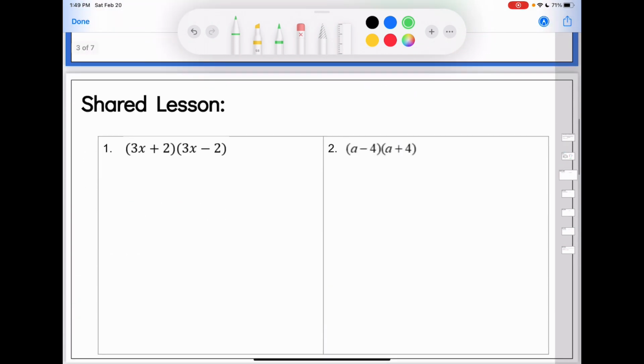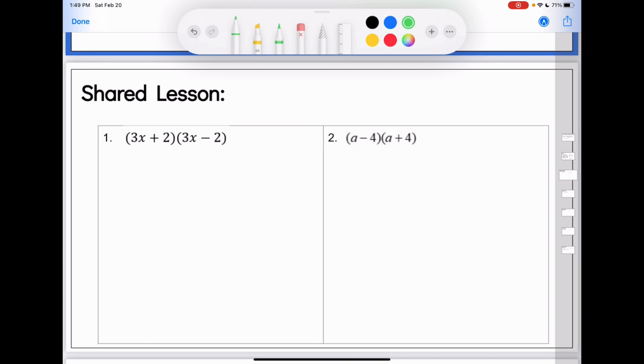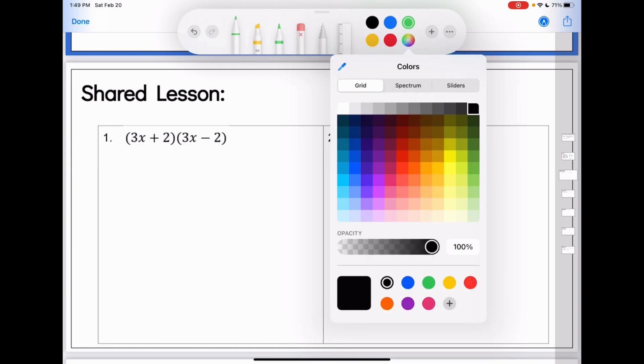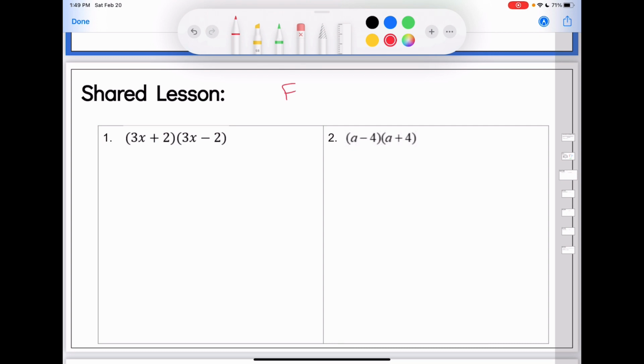Okay, so let's review some of the other stuff. So here again, we have a binomial times a binomial. If you remember from yesterday, that was FOIL, right? If you remember our letters of FOIL, we had first, then we had outsides, and we had insides, and then we had lasts, right? First terms, outside terms, inside terms, last terms. But really it was just double distribute. So let's just go after it. So 3x times 3x would be my first terms. That would be 9x squared.